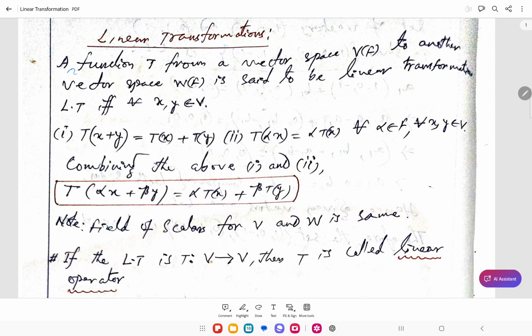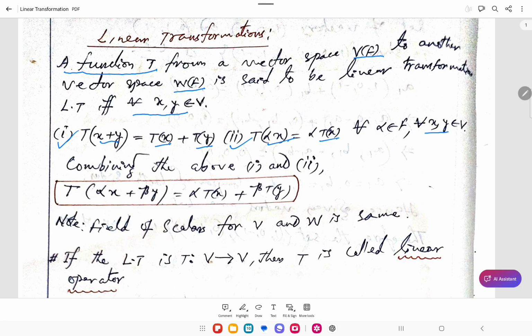Okay, so a function T from a vector space V over F to another vector space W over F is said to be a linear transformation if and only if for all x, y belonging to V, we have this identity and this identity. So transformation of x plus y equals Tx plus Ty. Another identity is transformation of alpha x equals alpha of Tx for all alpha belonging to F and x, y belonging to V.